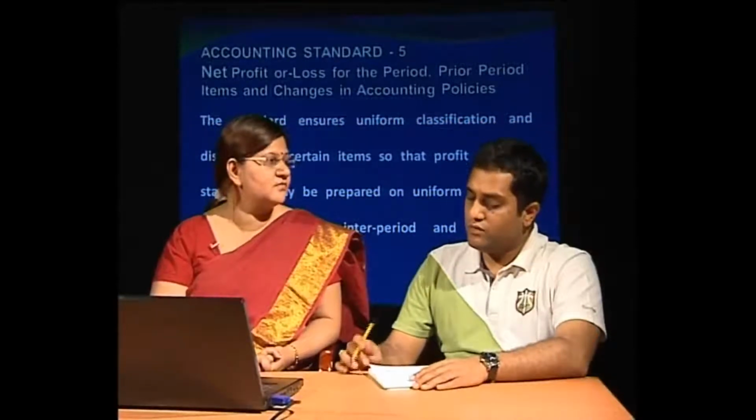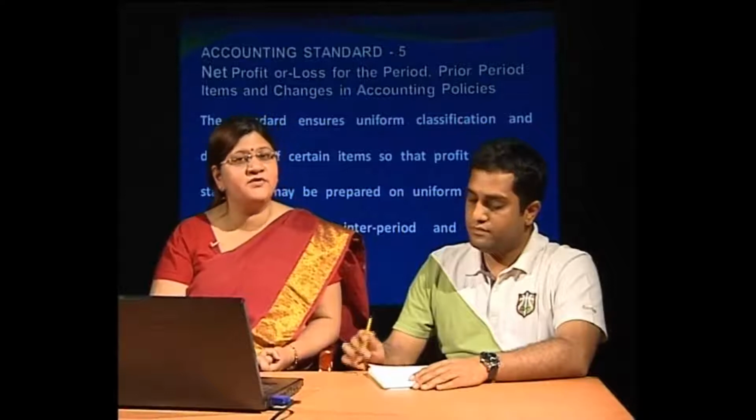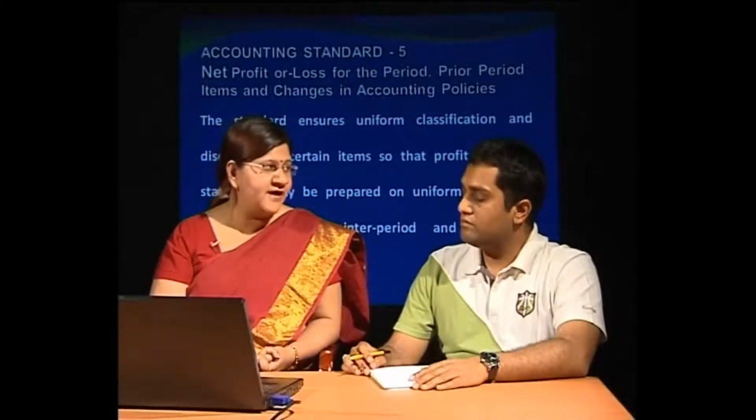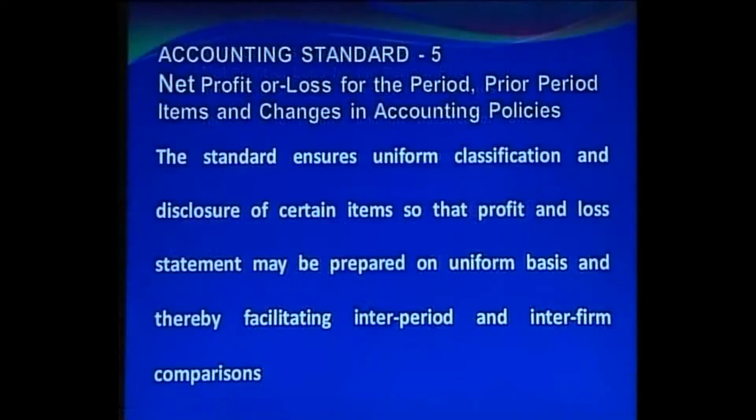Ma'am, what does accounting standard 5 deal with? Accounting standard 5 deals with net profit or loss for the period, prior period items and change in accounting policies. Now, there are 3 aspects. First is the net profit and loss for the period, second is prior period items, and third is that we have to account for change in the accounting policy.